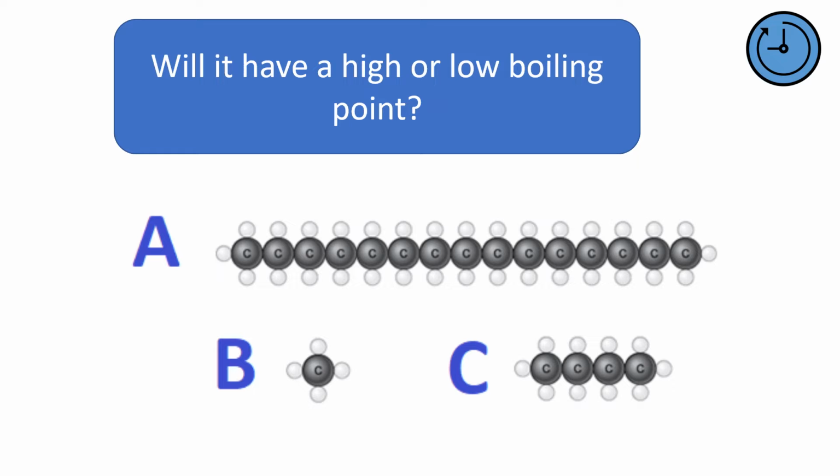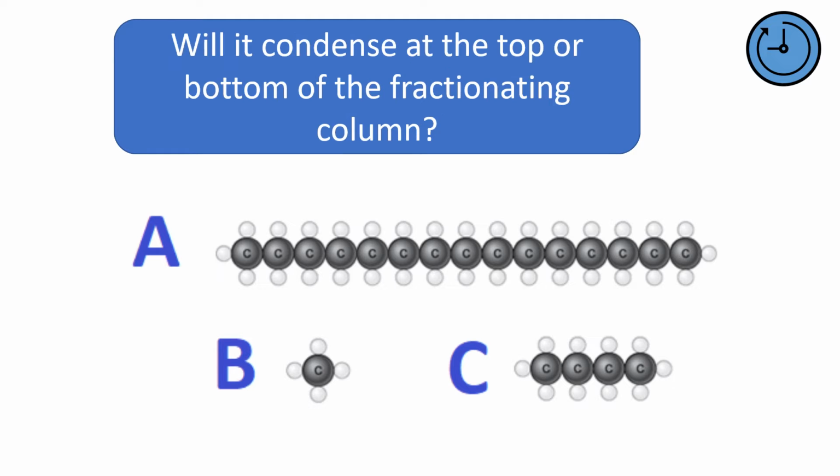And will A have a high or a low boiling point? Well, hopefully you would recognise that A, being that longer chain, has a high boiling point. So will it condense at the top or the bottom of the fractionating column? Well, it will condense at the bottom of the fractionating column.